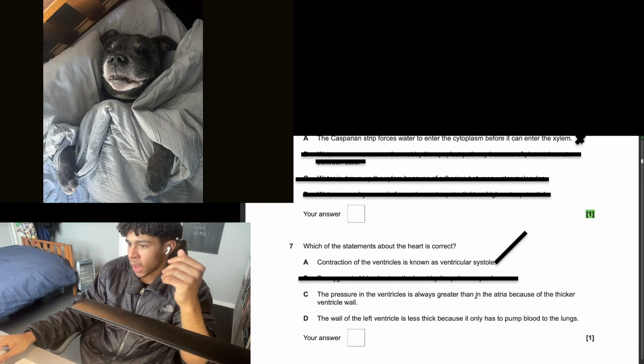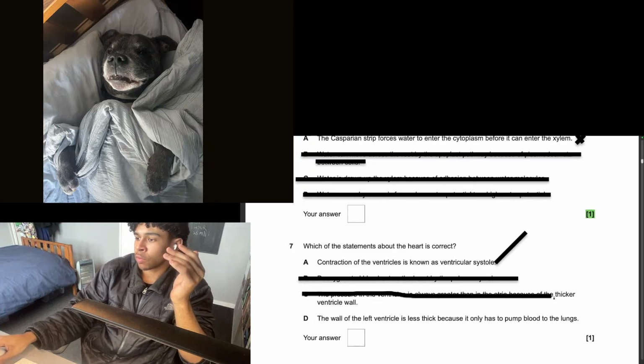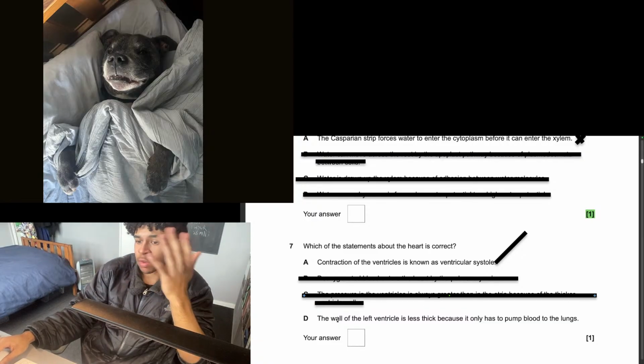One, thickness of walls doesn't mean something has more pressure. That makes no sense. A house could have thick walls and a house could have thin walls. The pressure inside the house is still the same. And when the atria contract, the pressure of the atria is above the ventricles. Therefore, it pushes blood from the atria into the ventricles as everything moves down a pressure gradient. So we know that's just wrong because it's not always greater. And that statement about the walls makes no sense.